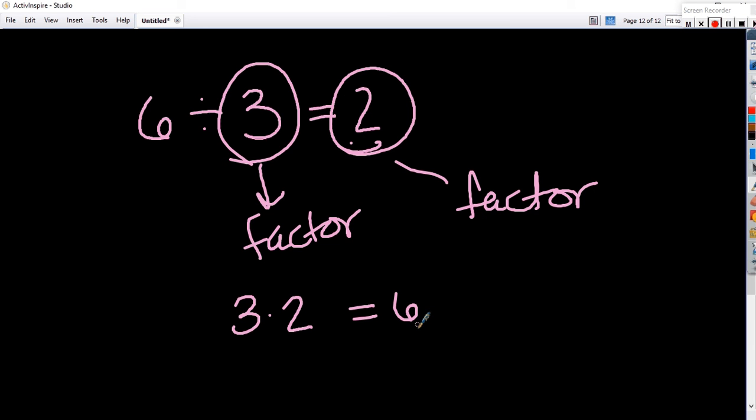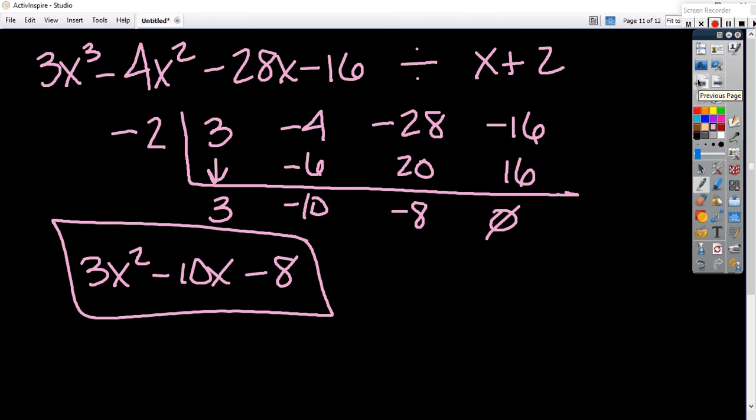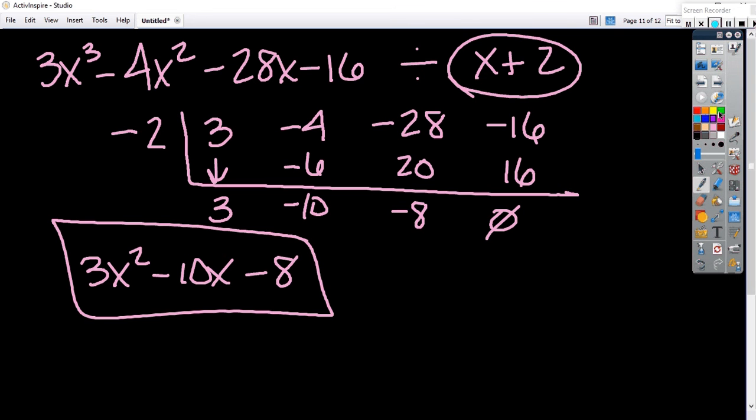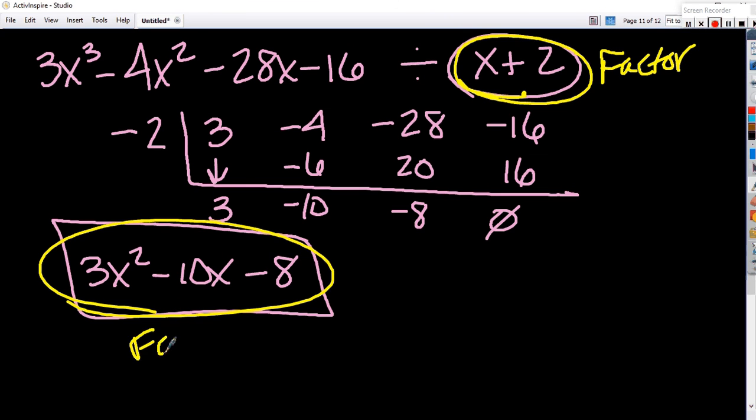Exactly. So applying the same thing to what I just showed you with no remainder, would you agree this is what I divided it by? This is what I divided it by, and this is what I got. Since there's no remainder, this is a factor, and this is a factor.